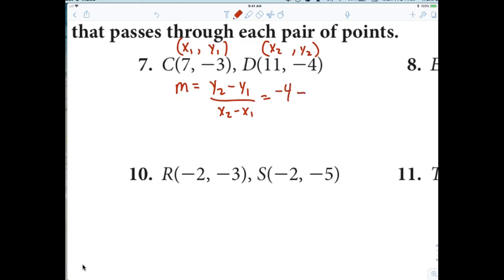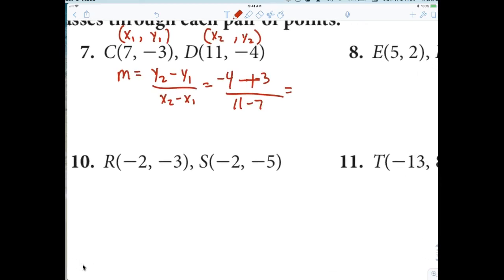-4 minus, then what? -3 over 11 minus 7. Now don't forget the double negatives become a what? Positive. The double negatives become a positive. What's -4 plus 3? -1 over 11 minus 7, 4. So that's your slope, -1/4. Everybody good? Yeah. All right, let's try number 9 just to be sure.